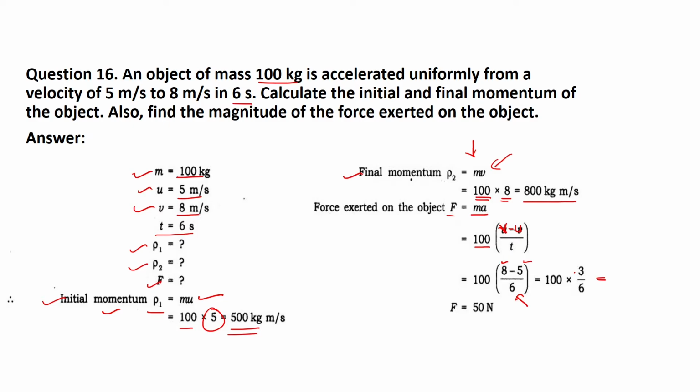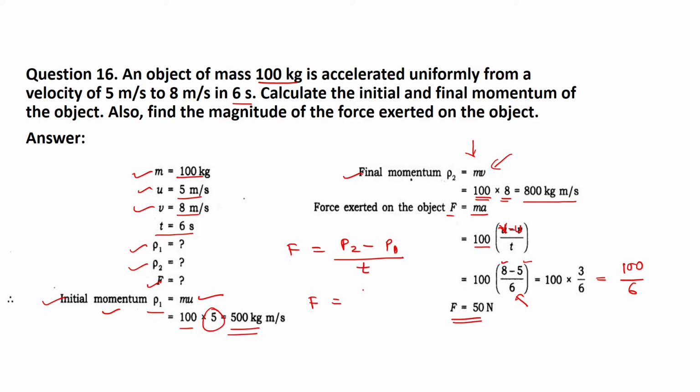Now we can solve this equation in the simple way. Also, we know very well that force is change in momentum upon time taken. So P2 is the final momentum, P1 is initial momentum. So final momentum minus initial momentum, that is change in momentum, divided by time taken. This is the definition of the force from Newton's second law of motion.